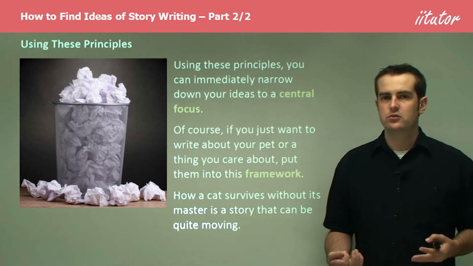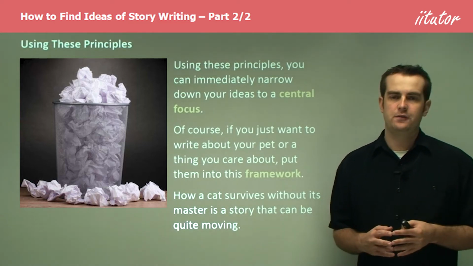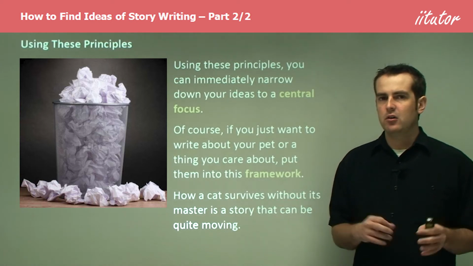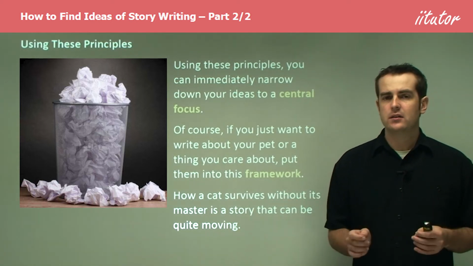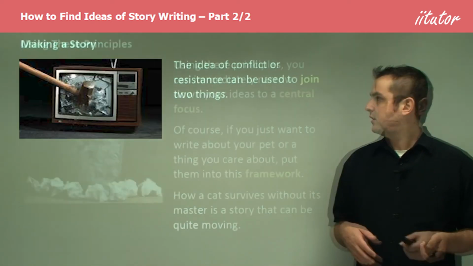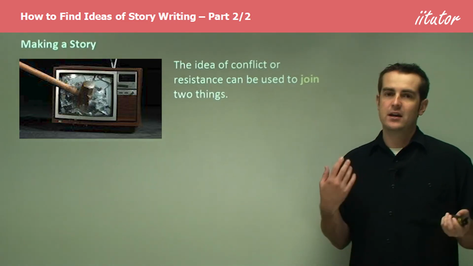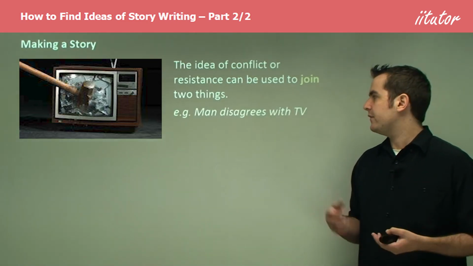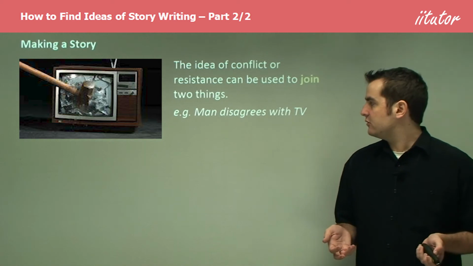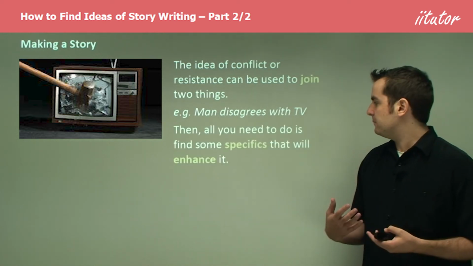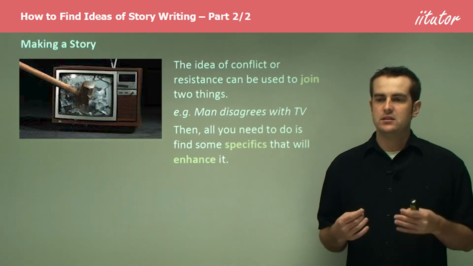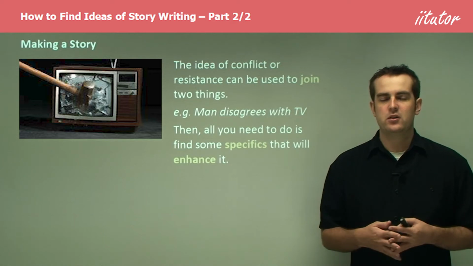So you can distill your story down to one key idea first, one very broad idea, and then narrow it down to a couple of random characters and then build on it from there. The idea of conflict or resistance can be used to join two things. So if we make it a story about a man disagreeing with his TV, then all you need to do is put in specifics that will enhance it. What I mean by that is to start to build around this idea of a person hating their TV.